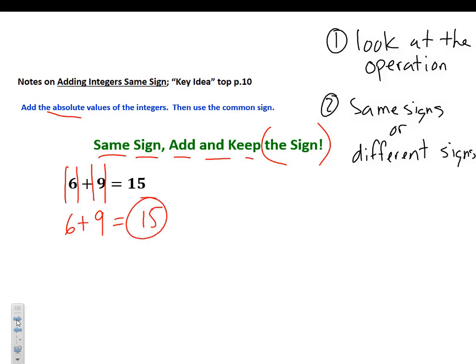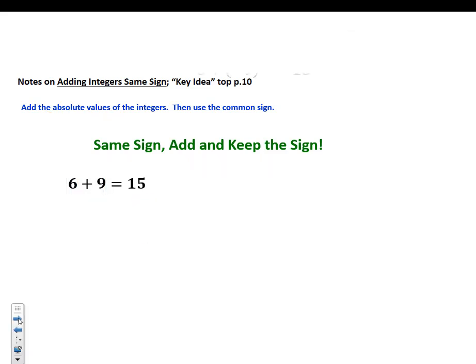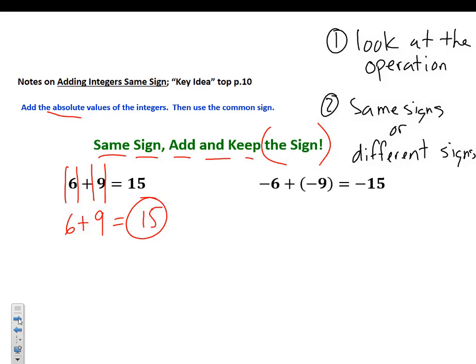We know that. We want to start moving away from the absolute value, even though we know it's there. It's there in the back of our head. We have a negative 6 plus a negative 9 equals negative 15. Again, I could sit here and work through all this math. The absolute value of negative 6 is 6. The absolute value of negative 9 is 9. Now I'm going to add them together and get 15. And I go back and look and the common sign is negative.